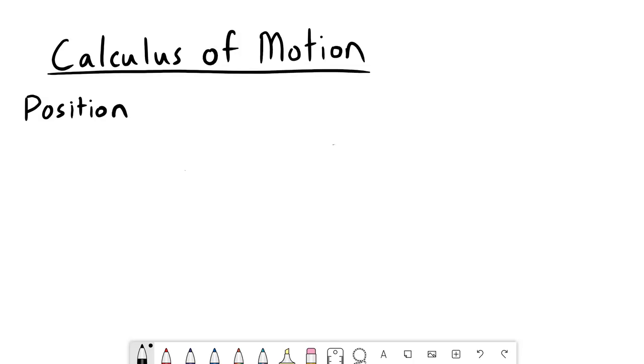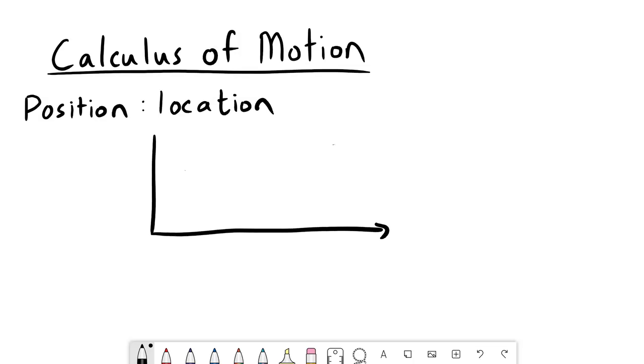So here we go. Position is just a location. For the purposes of math and physics, it's typically on a number line. So you can think of it as a two-dimensional graph, where this axis is time and this is your position. You usually like to say S. So what would something like this graph look like if I were just to do a straight line going forever?